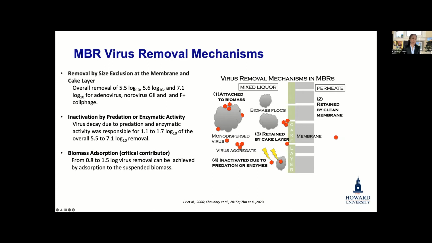Also, you can just have decay. You have a lot of microorganisms in this feed solution over here, and so you may have some reduction due to predation or other enzymatic activity. And then biomass absorption tends to be a critical contributor also, but that may be just absorption of the viruses to some of the suspended biomass. So you have a number of different mechanisms that can impact virus removal here.